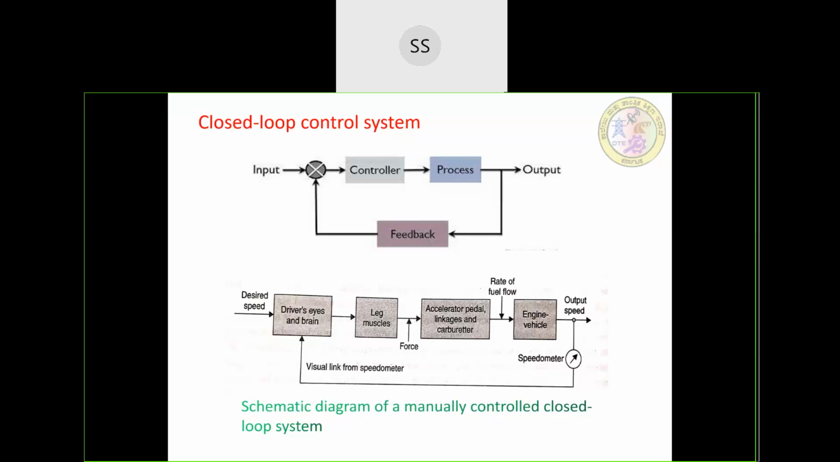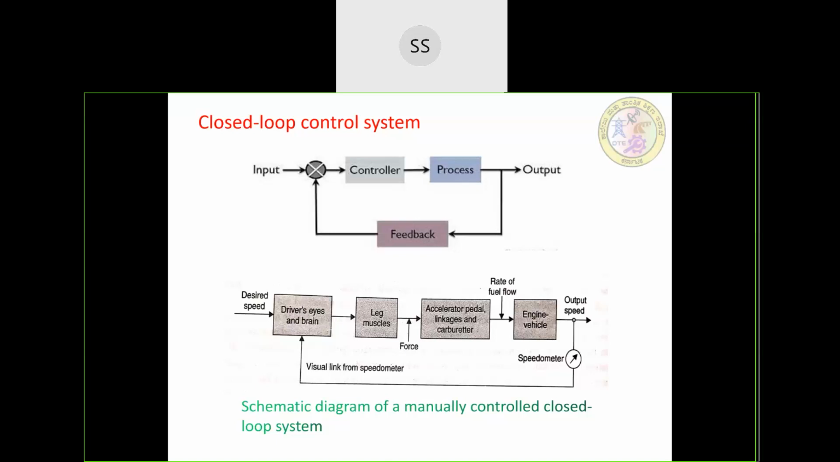Here in this case, through the speedometer, the driver knows whether the speed is not reached or is more than what is required. He reads the speed of the vehicle, and accordingly the driver's eyes and brain, which form the first block of the control system, take a decision whether to increase or reduce the force on the accelerator pedal. So he acts accordingly to achieve the desired speed. And all of these, that is leg muscles, pedal, linkages, carburetor, engine, vehicle, and fuel flow, are involved in controlling the output speed.